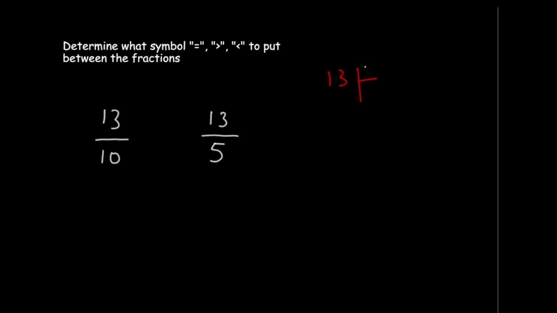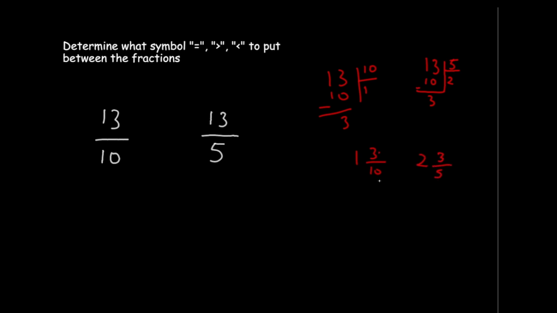13 divided by 10, you have 1 times, and you're going to get 3 as a remainder. And now let's do 13 divided by 5. You're going to get 2 times, 10, and 3 as a remainder. So you have 2 whole, right? 2 and 3 over 5. And here you have 1, so we can just say 1 and 3 over 10. And then on the other side you have 2 and 3 over 5.